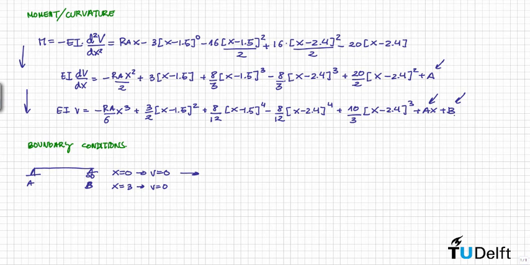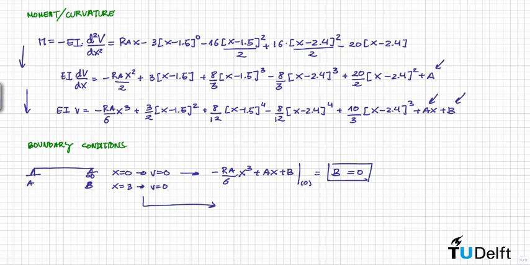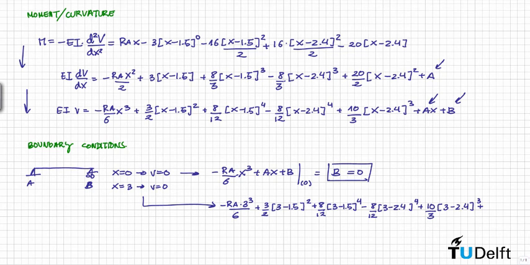Then from this equation at x equal to 0, this bracket is turned off, this one as well, and this one as well, so we have minus RA divided by 6 x to the power of 3 plus Ax plus B. So if we particularize this for the point x equal to 0, this is equal to B, and we know that this is equal to 0. And from the second condition, if we solve this equation, we find that A is equal to 12.6.